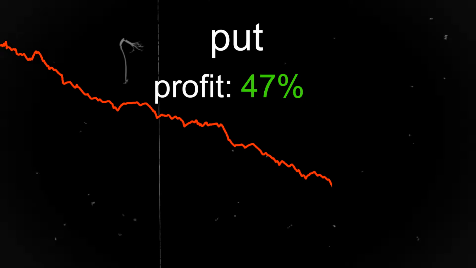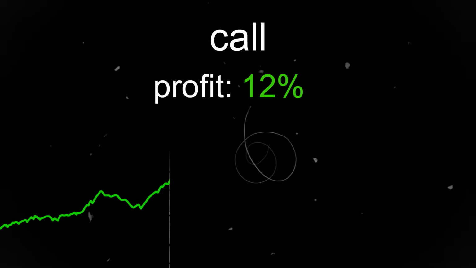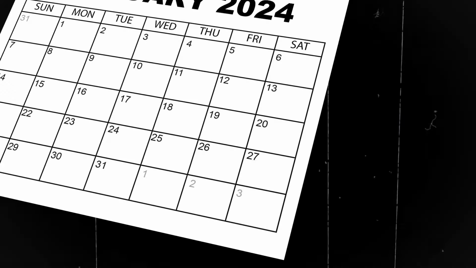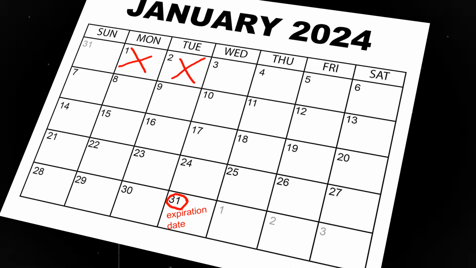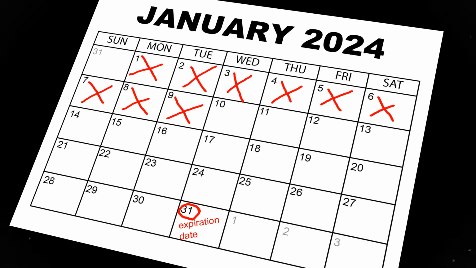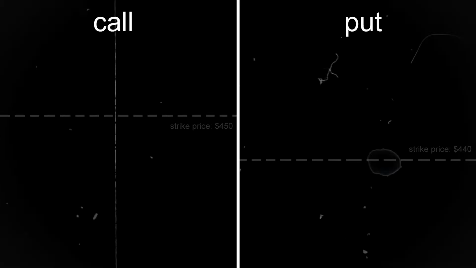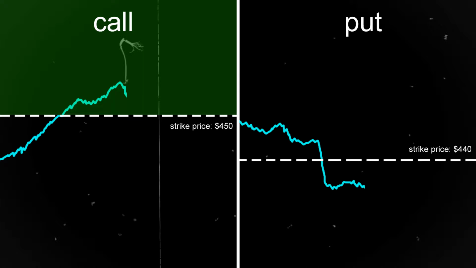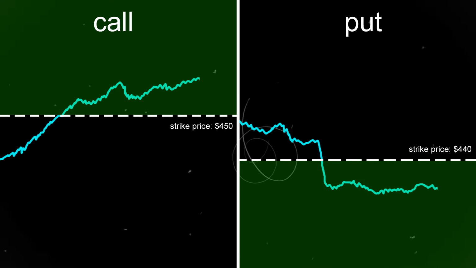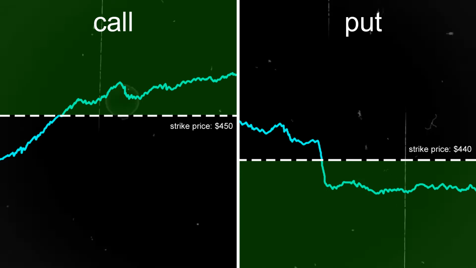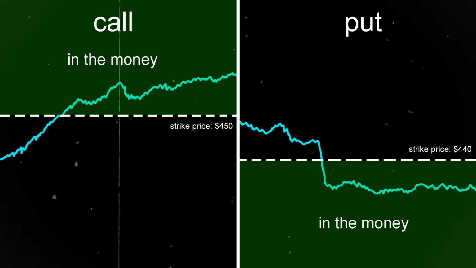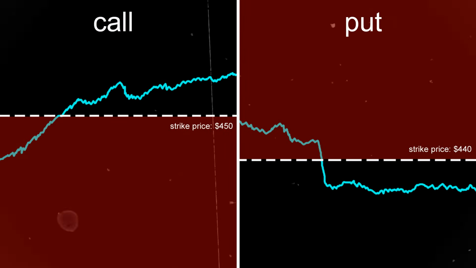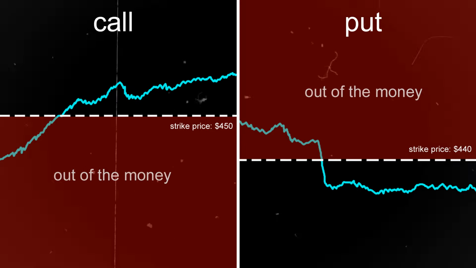Firstly, there are two types of options: put and call. A put option allows you to make money if the stock falls, while a call option allows you to make money if the stock goes up. Secondly, each option has an expiration date marking when the option contract expires. And lastly, every option has a strike price above or below which a stock has to rise or fall when exercising the option would be profitable. When that's the case, we say that an option is in the money, and when exercising the option wouldn't be profitable, we say that the option is out of the money.